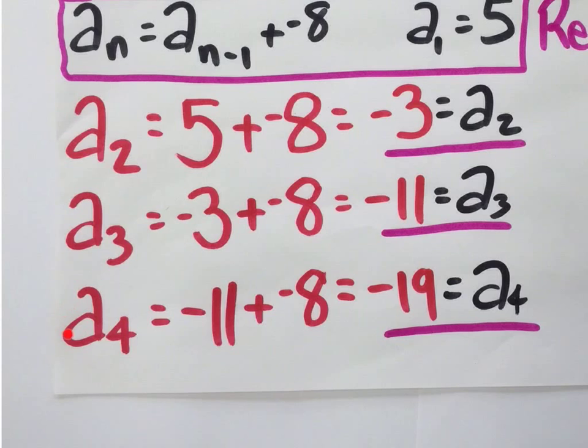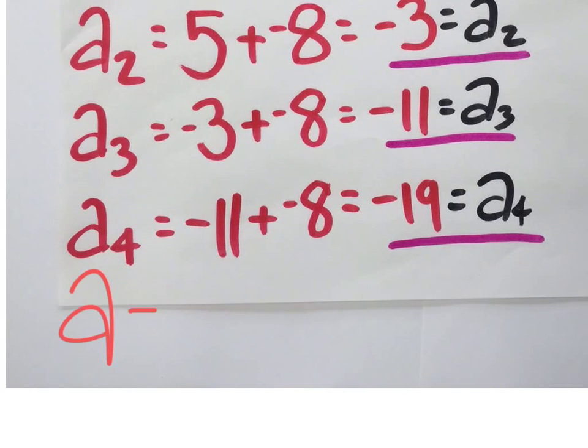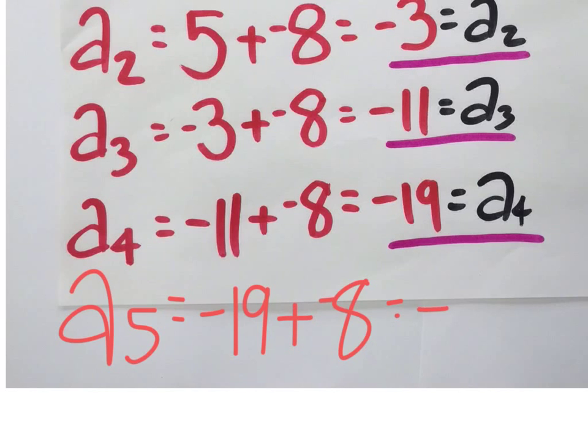Tremendous. A sub 4 is the value of a sub 3, which is negative 11, plus negative 8, giving us negative 19. And then what would a sub 5 be? So a sub 5 is going to be negative 19, or a sub n minus 1, right? Plus negative 8, giving us what? Negative 27.